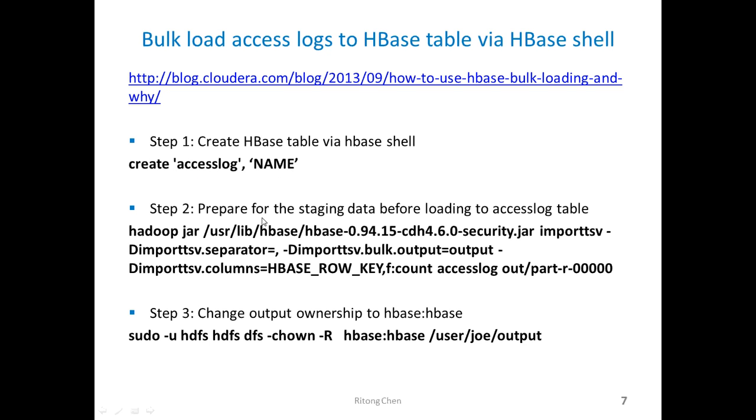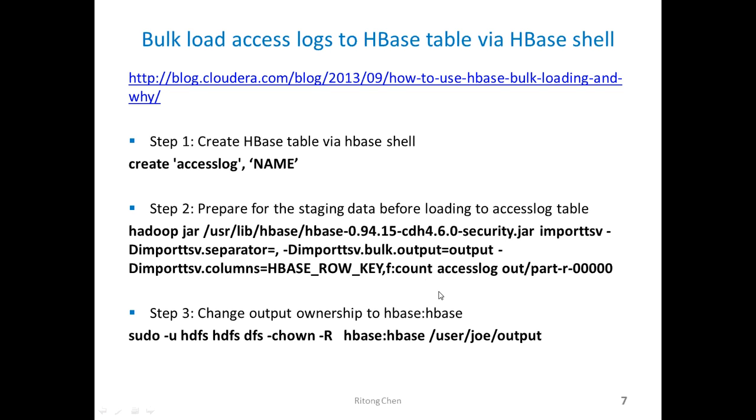So basically you can create a table. I can create a table called access log with only one column called name. And then the second step is also mentioned in this URL, you can check there. In the second step you prepare, you create a staging data before you load into the view table. So this is the command. As you see, this file is generated by my previous MapReduce program, and this time output is the output directory. You can define anything you want.